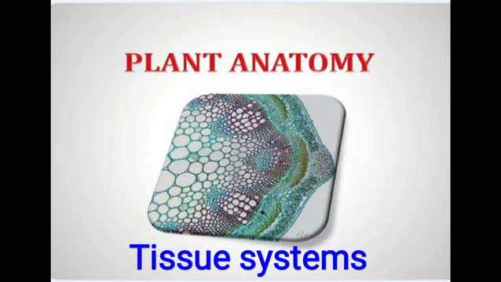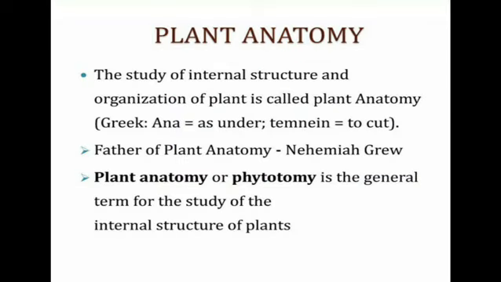In this video, we are going to see the tissue systems in plant anatomy. Plant anatomy, the study of internal structure and organization of plant, is called plant anatomy. In Greek, ana means asunder, temnein means to cut. Father of plant anatomy, Nehemiah Grew. Plant anatomy or phytotomy is the general term for the study of the internal structure of plants.